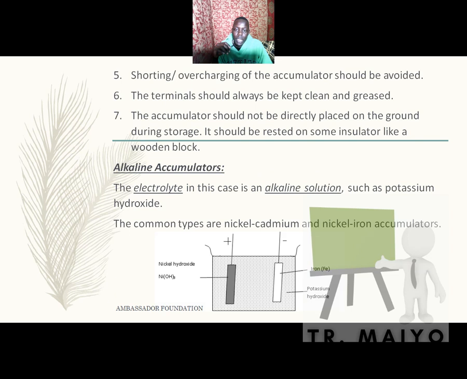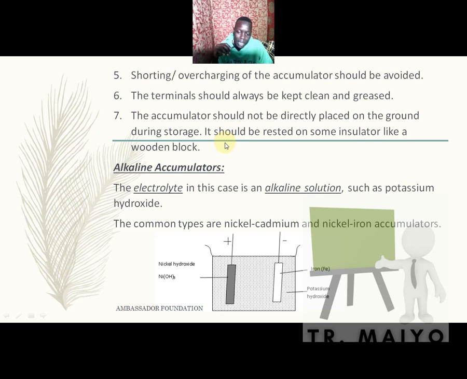Okay. Shorting and overcharging of the accumulator should be avoided. Even in dry cells, it applies. Terminals should always be kept clean and greased, common sense. The accumulator should not be directly placed on the ground during storage. It should be rested on an insulator, like a wooden block or a box.